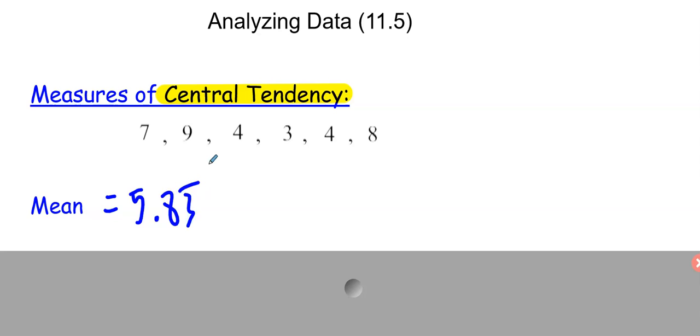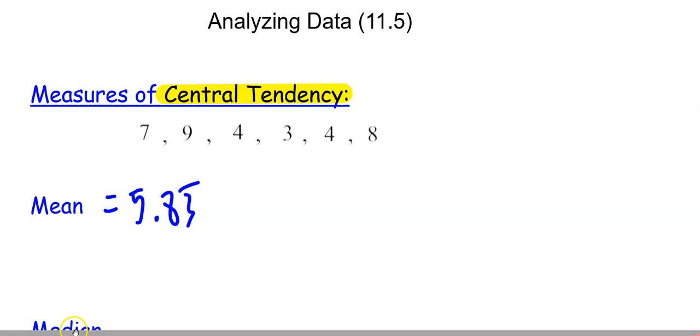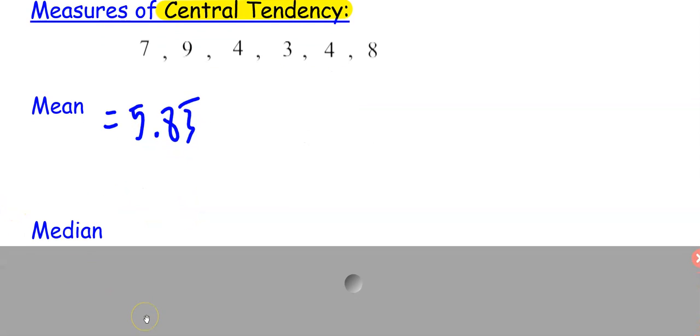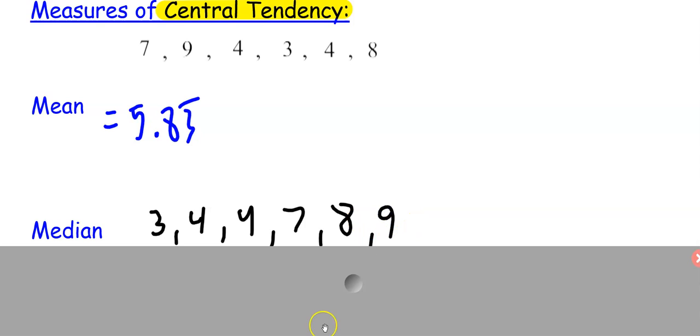And so we have, which makes sense, the 5 is somewhere in the middle there, but another measure of center is the median. So to find the median, I'm sure you probably know this as well, but let's just see. You first want to order the numbers in order. So I'm going to put those in order. 3, 4, 4, 7, 8, 9. So you find the middle number.